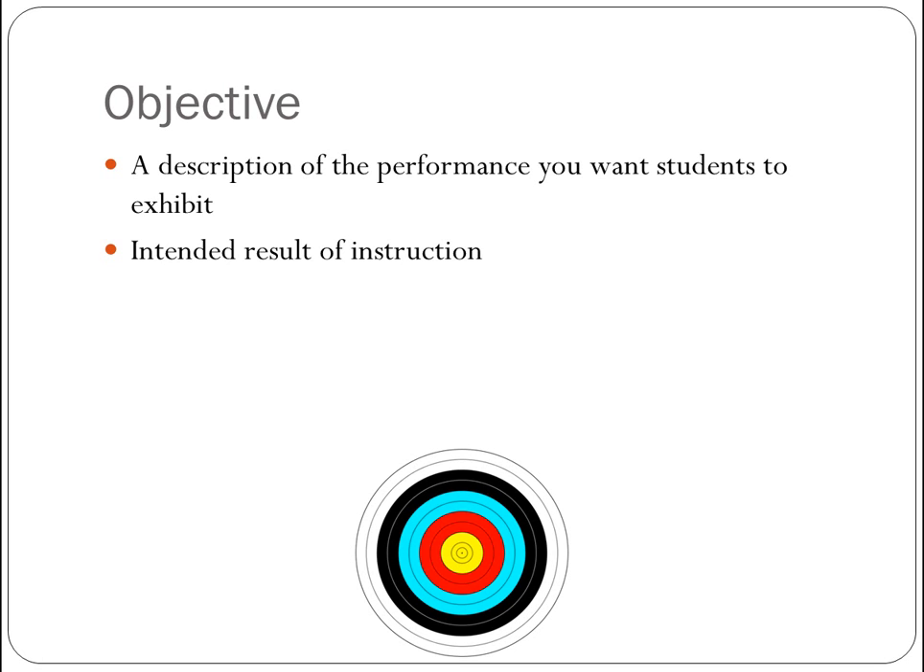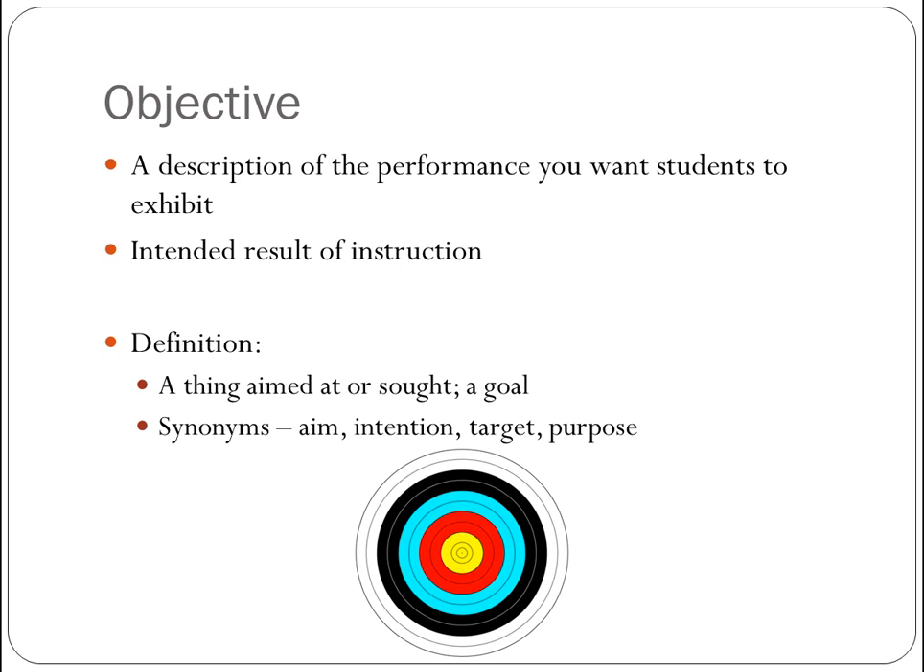For example, rather than stating that students will practice downward-facing dog pose, the objective would state the intended result, such as being able to lengthen the muscles on the back of the legs or to strengthen the arms. The definition of the word objective is a thing aimed at or sought, or a goal. Synonyms are aim, intention, target, and purpose. Many yoga teachers are already using the concept of intentions in their yoga classes.